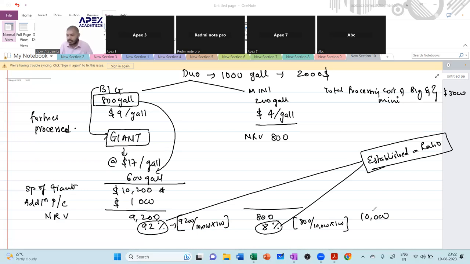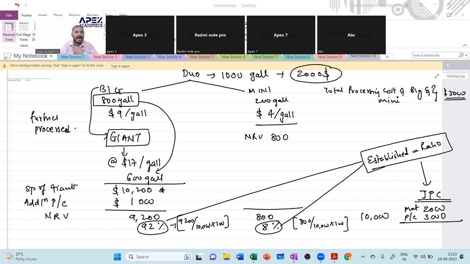Now, what is the total processing cost? The total joint processing cost, the JPC. Sorry, I wrote JC. It should be JPC, joint processing cost. How much is your joint processing cost? It is $2,000, which takes into consideration the materials, and your processing cost of $3,000, which takes into consideration processing. This is your material cost, and this is your total processing cost. So what is your total cost? It is equal to 5,000.